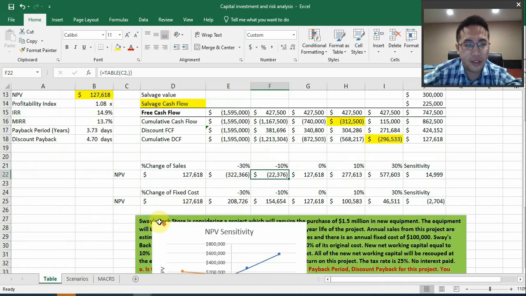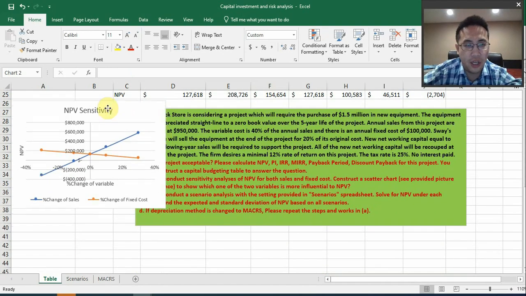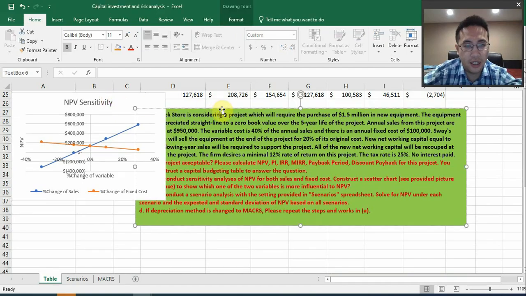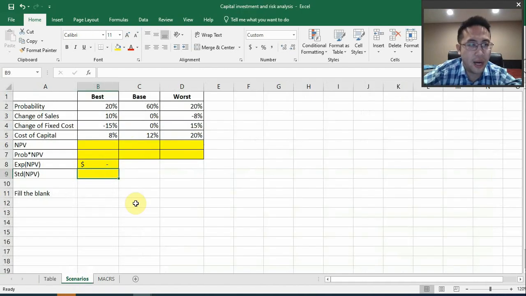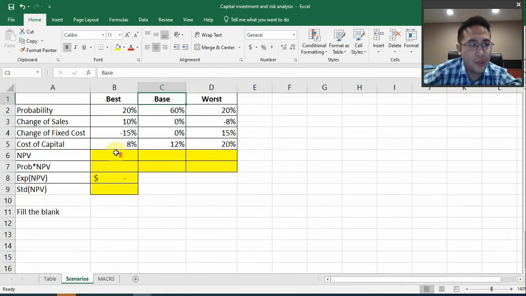Okay, the next exercise of this practice is to calculate the NPVs under different scenarios. So that's question C. You are provided with several scenarios: a best, worst, and a base case. Each scenario has a certain likelihood of happening. The probability for best is 20, for base is 60, worst is 20. Add it all together, that's 100%, so that basically covers all possibilities.